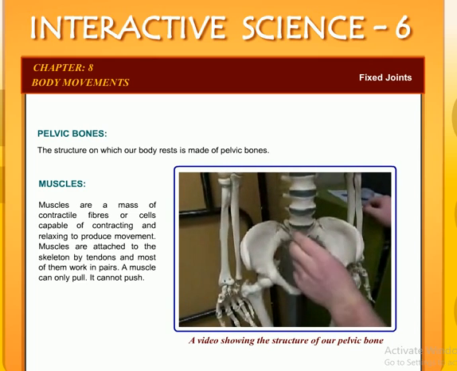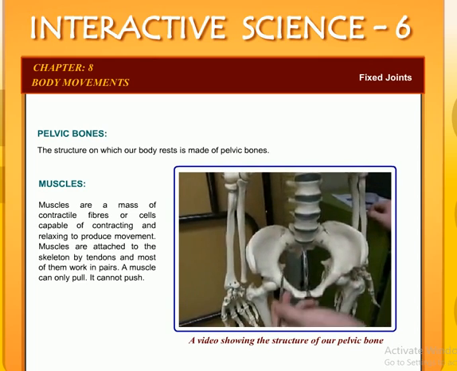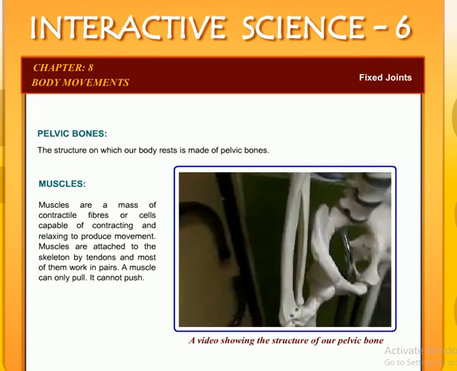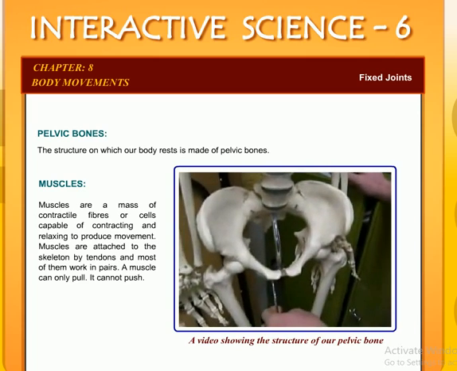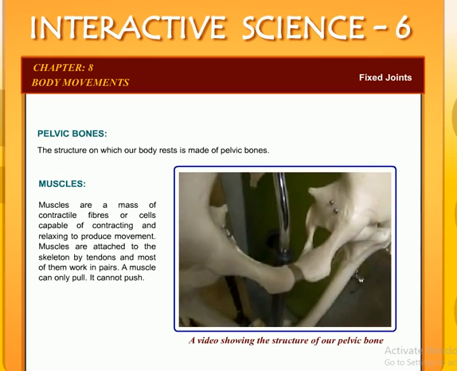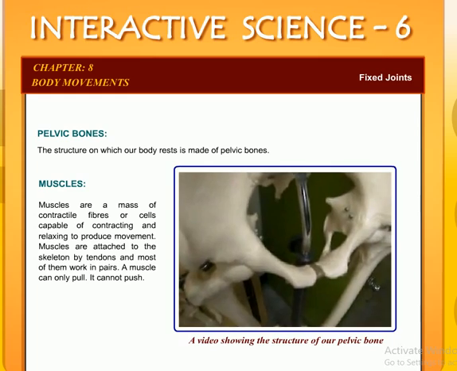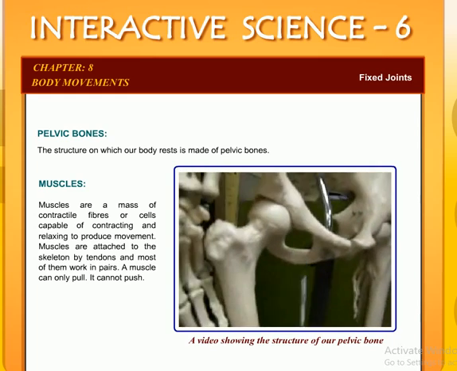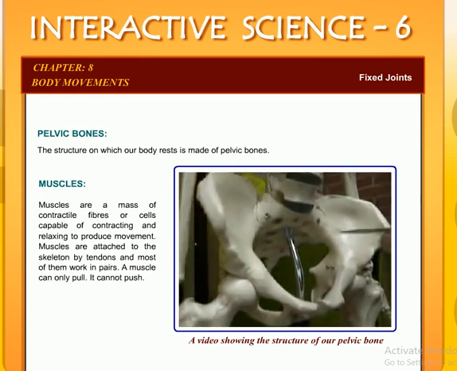Muscles. Muscles are a mass of contractile fibers or cells capable of contracting and relaxing to produce movement. Muscles are attached to the skeleton by tendons, and most of them work in pairs. A muscle can only pull, it cannot push.